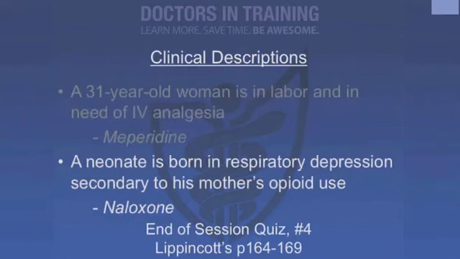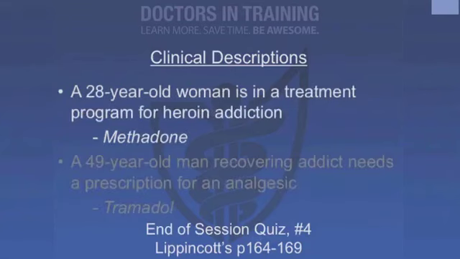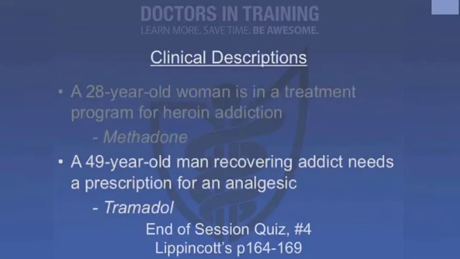B, a neonate is born in respiratory depression secondary to his mother's opioid use. Well, you're going to use the opioid antagonist naloxone. Remember, it's very short-acting. C, a 28-year-old woman is in a treatment program for heroin addiction. We've said this a couple times. You use methadone to treat opioid addiction. And D, a 49-year-old man, recovering addict, needs a prescription for an analgesic. You're going to use tramadol because it's not going to have any abuse potential.